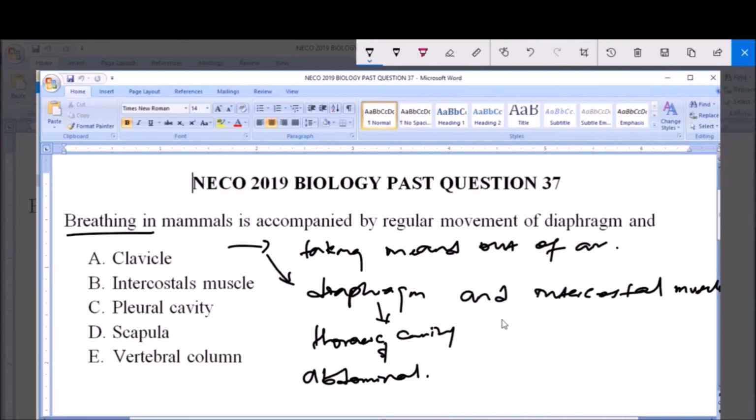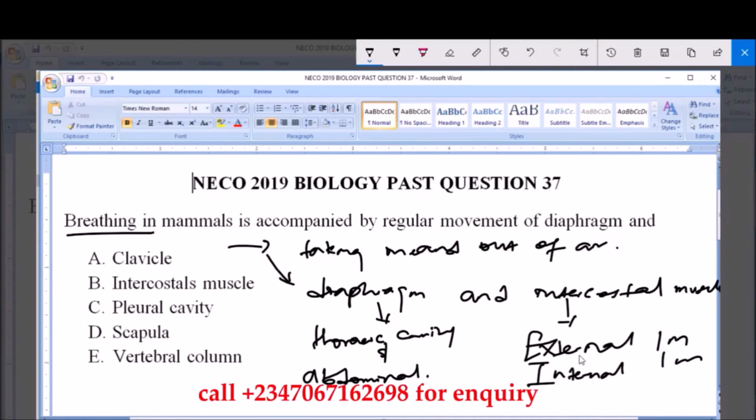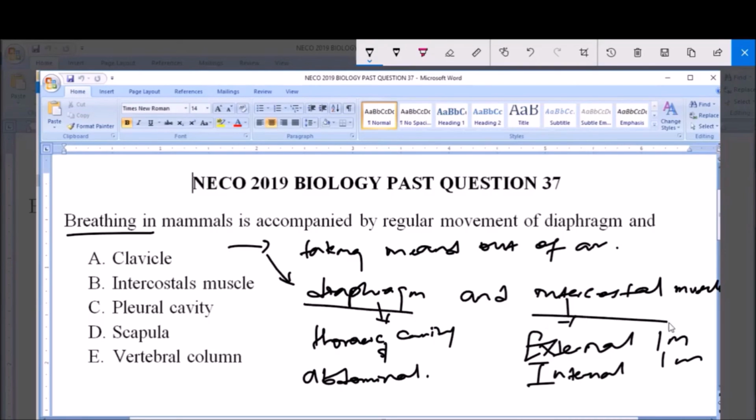Likewise, the intercostal muscles. We have the external intercostal muscle, we have the internal intercostal muscle, and then we have the transverse, and these are the main intercostal muscles. Now these intercostal muscles also contract and relax during inspiration and expiration. So breathing in mammals is actually accompanied by the regular movement of the diaphragm and the intercostal muscles, and that is option B. So option B is the answer to this question.